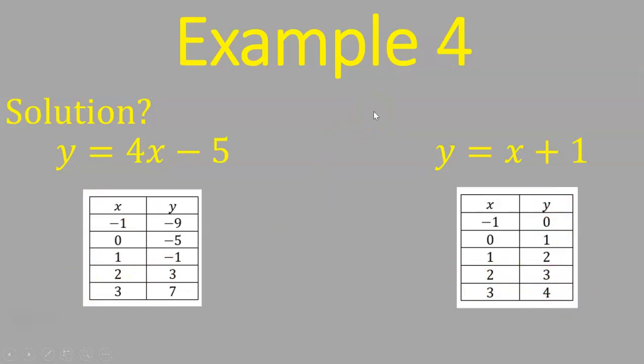To be a solution to the system means you must work for both. So (2, 3) would be your solution there.